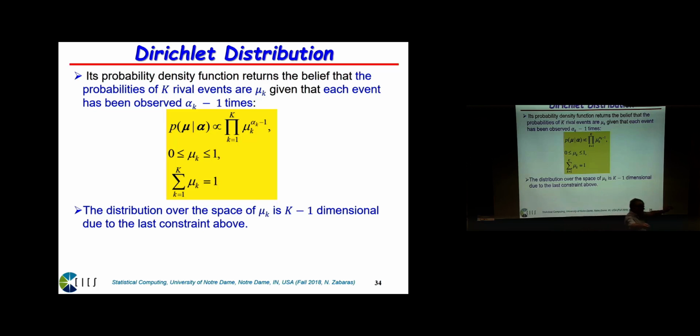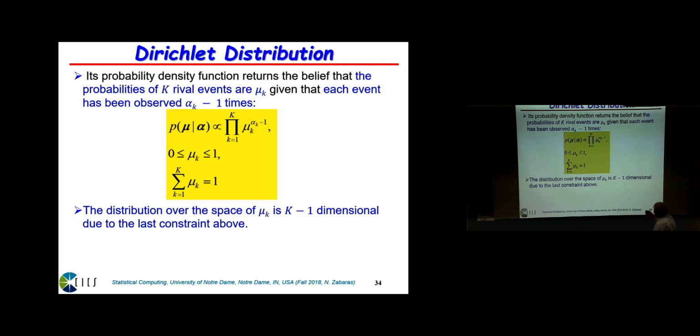imagine that we have k competing events. Okay, so we have k competing events. So this Dirichlet distribution gives you the probability of this capital K events to be mu k for each of them, given the fact that we have observed each of these events alpha k minus 1 times. I remind you that in the beta distribution, it was the probability of x being x to alpha minus 1, 1 minus x to beta minus 1. Here I'm looking at k events where each of them happens with probability mu k, and I'm looking in a distribution of the mu k's.